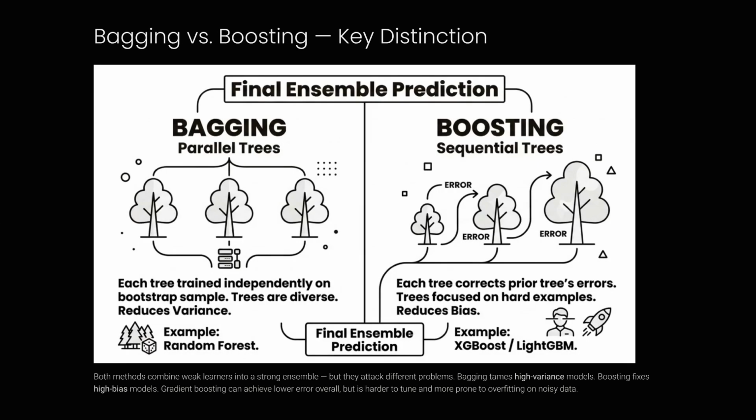Bagging and boosting tackle different problems. Bagging, used by random forests, reduces high variance in unstable models. Boosting reduces high bias by fixing mistakes sequentially. Boosting often achieves lower error, but is harder to tune and more prone to overfitting noisy data.